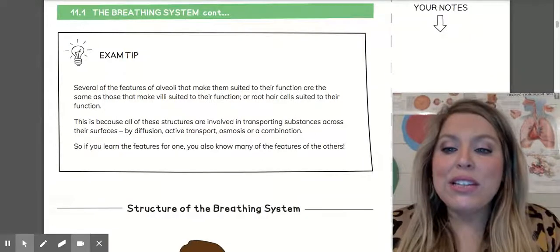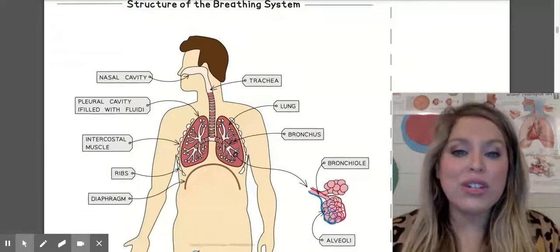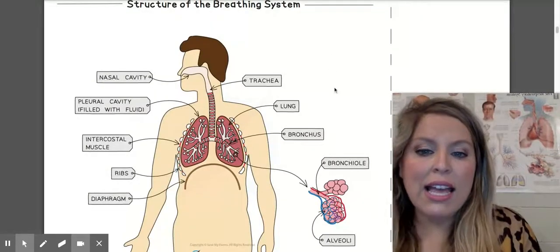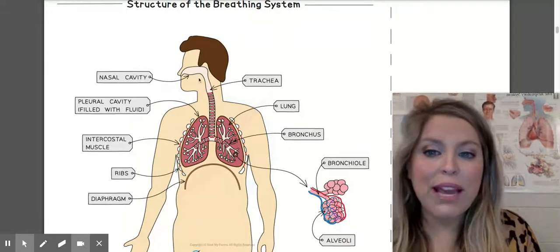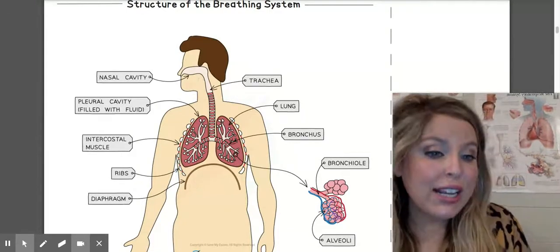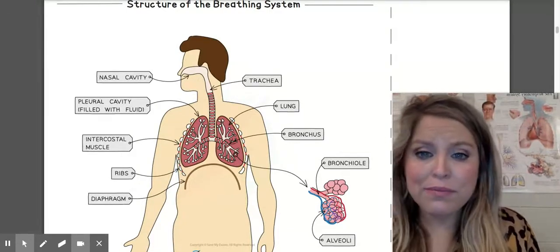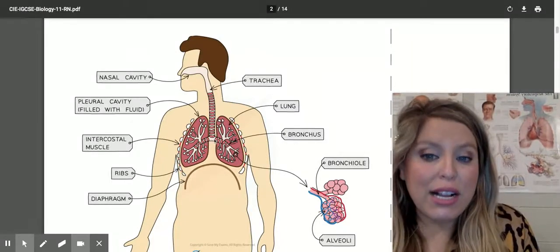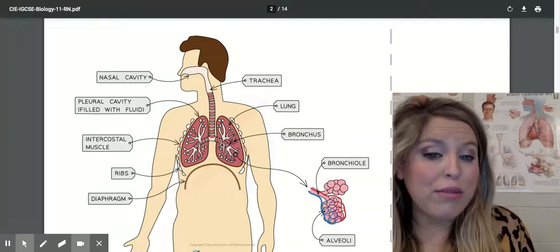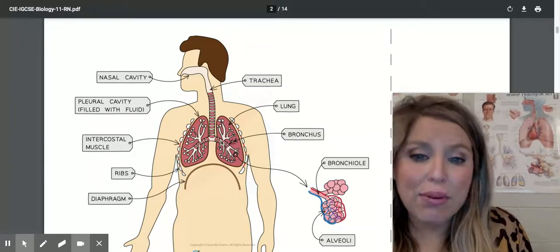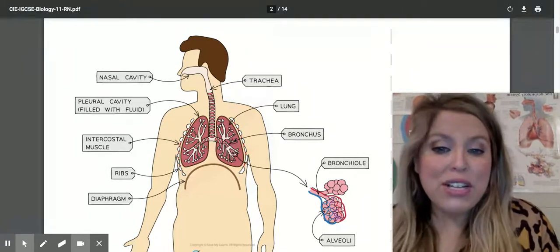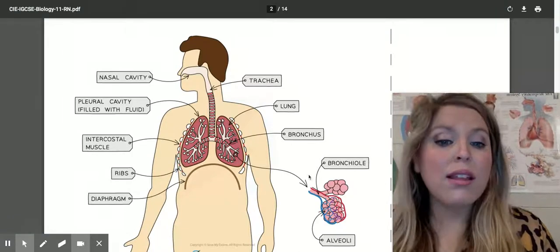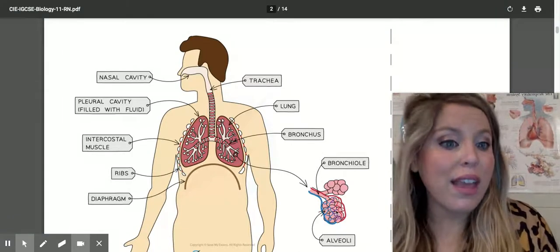Okay, now when we look at the structure of our breathing system, this little guy has a great depiction. We have our nasal cavity. Air can enter through our nose as well as through our mouth. It enters down into our trachea, then onto the bronchi. Bronchi is plural because you have a right bronchus and a left bronchus. And then from there, we branch out into something called bronchioles. The bronchioles then branch into what's called the alveoli.